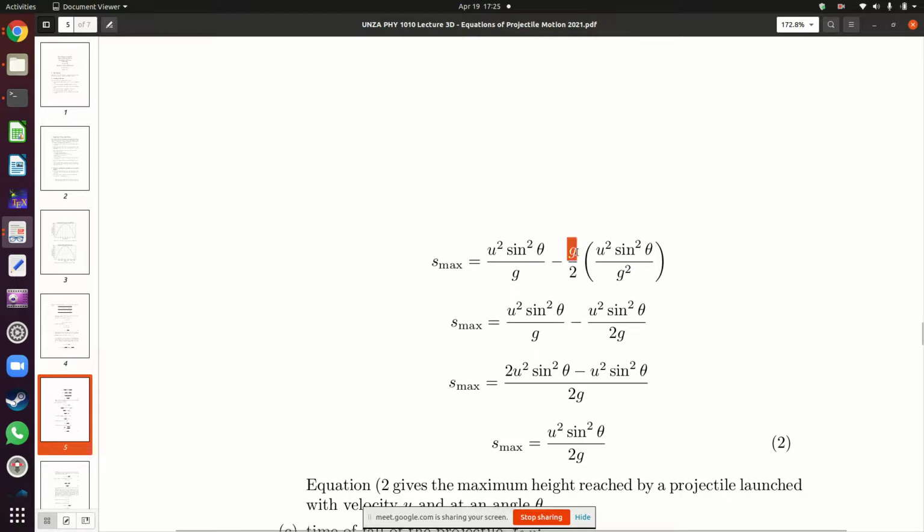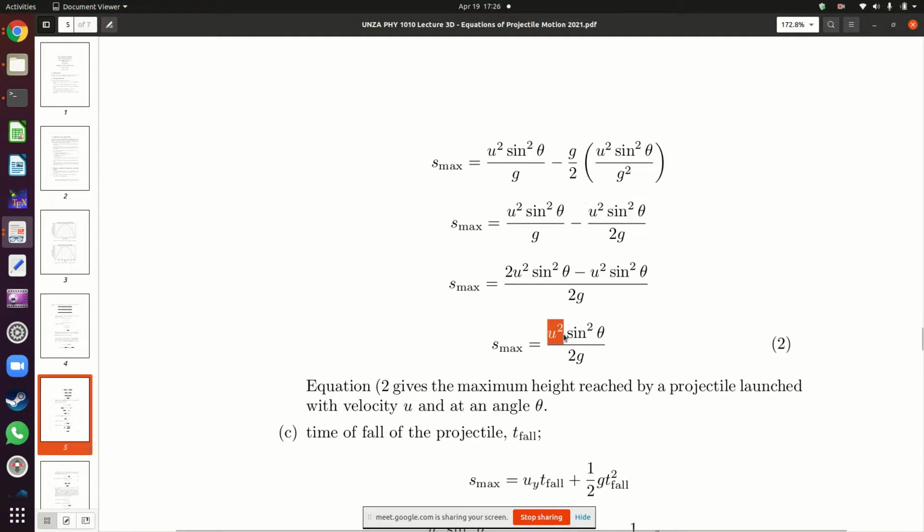Then there is a g here. You're doing a multiplication, g times this, so you cancel one of the g's. Then there's a 2 here, which multiplies the g at the bottom, so you end up with 2g here. Then the common denominator between g and 2g is 2g. So this g goes into 2g two times, then you multiply by this, and you end up with 2 u squared sine squared theta. Then this 2g goes into 2g once, and you multiply by this, and you end up with minus u squared sine squared theta. Then 2 u squared sine squared theta minus u squared sine squared theta is just u squared sine squared theta, divided by this 2g here.